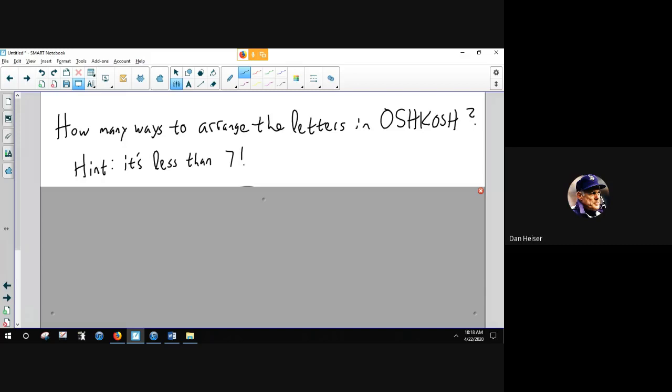7 factorial is the obvious answer because we have 7 letters, 7 choices for the first, 6 for the second, 5 for the third, and so on. But there's a catch. If I switch those 2 letters, have I made a new order? Or if I just switch the 2 S's, have I made a new order? No, I have not.